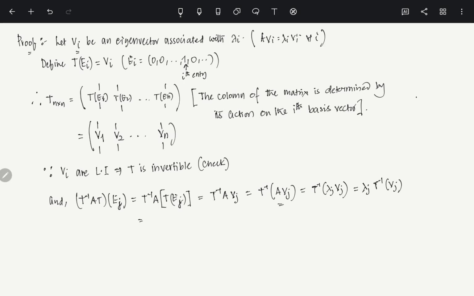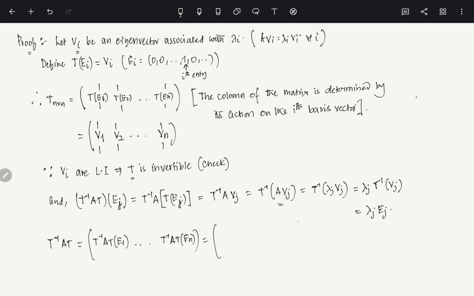Clear? Okay. Now what is lambda_j T inverse of Vj? This is nothing but, you see, T is invertible. So T inverse of Vj is nothing but Ej. Clear? Okay. So what is T inverse of AT? What is the matrix T inverse of AT? Let's look at this matrix. This matrix is nothing but T inverse of AT acting at E1, T inverse of AT acting at En. Right? That's what it is.